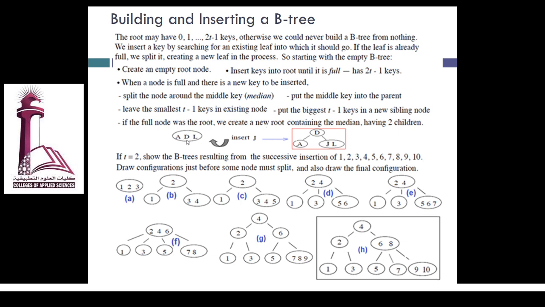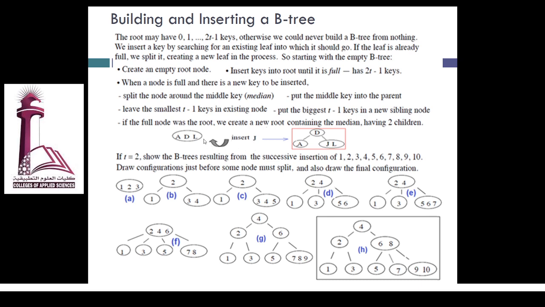So you have A, D and L and you want to insert J. Here t equals 2. So there is no space, the root node is full. So what do you have to do? You have to take the middle. The middle is D. So move the middle up, which means D will be a new root, and then A will be the left and L will be the right.